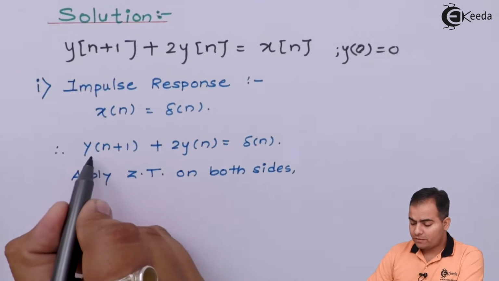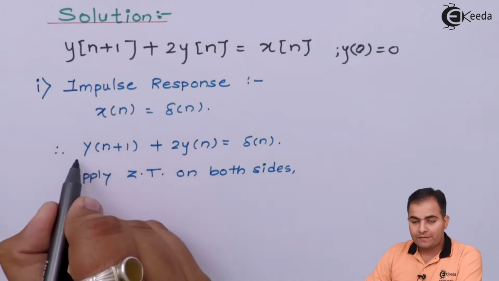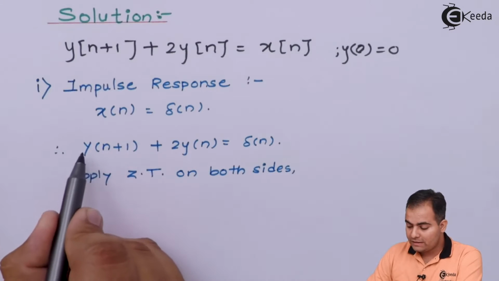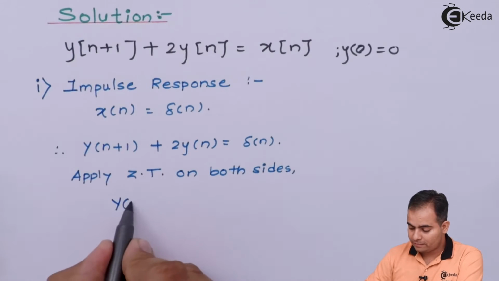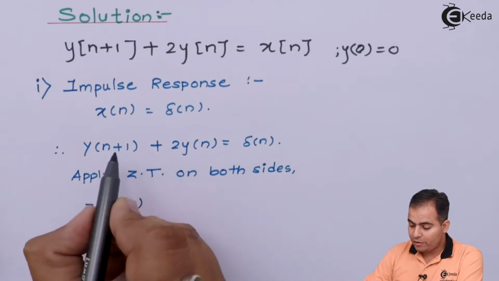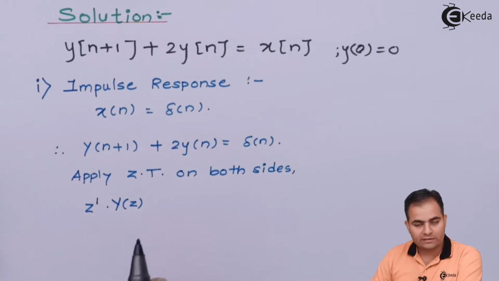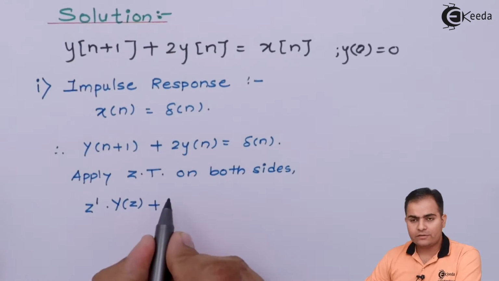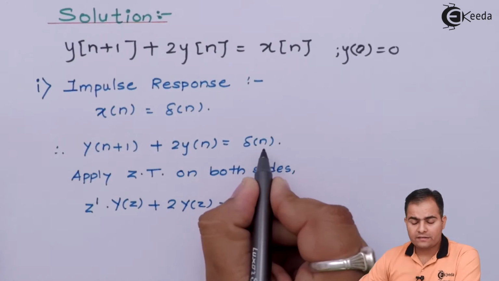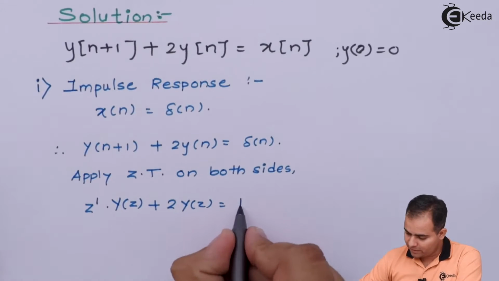After applying Z transform, the Z transform of y of n plus 1 is, as I said, if the function is delayed and you want to apply Z transform on it, first take the Z transform of y of n, that is y of z, and multiply that y of z by z raised to the power of the delayed value, which is 1, with the sign plus 1. Then simply the Z transform of 2y of n is twice y of z, because 2 is a constant, and the Z transform of del of n is represented by del of z, but we know that the Z transform of del of n is always 1.